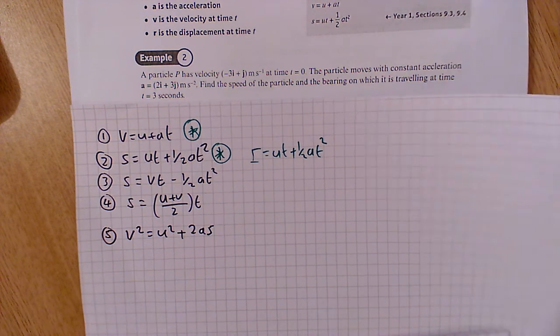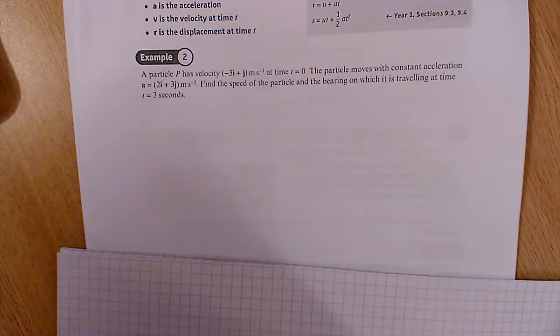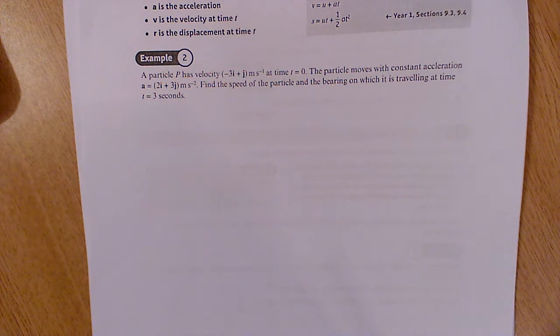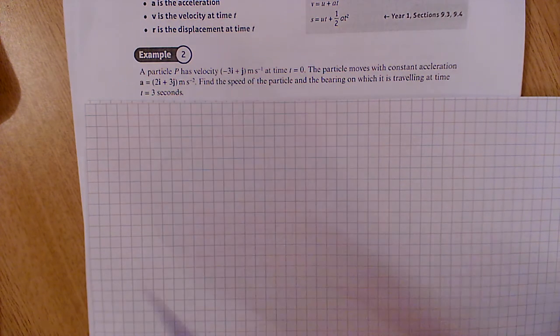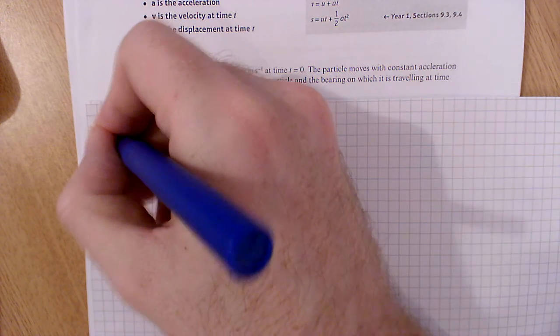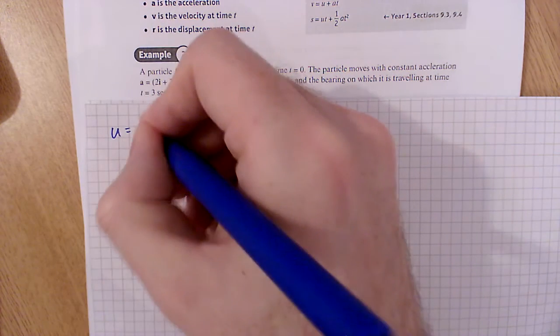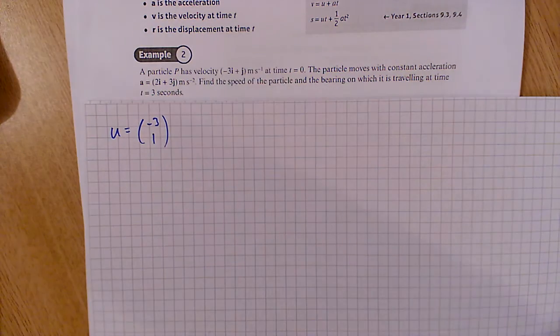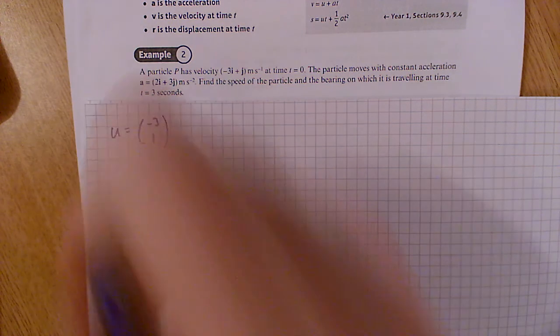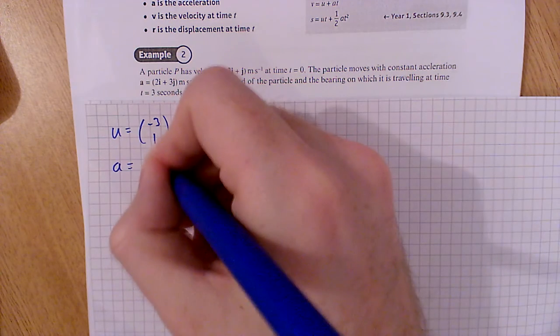So let's have a little look at what we've got in this example 2. It tells us a particle has velocity at time t equals 0, so that must be our starting velocity. So let's start by writing that down. So u equals, and I'm going to use throughout this again my column notation. So that's the initial velocity. The acceleration is given to us here, 2, 3.